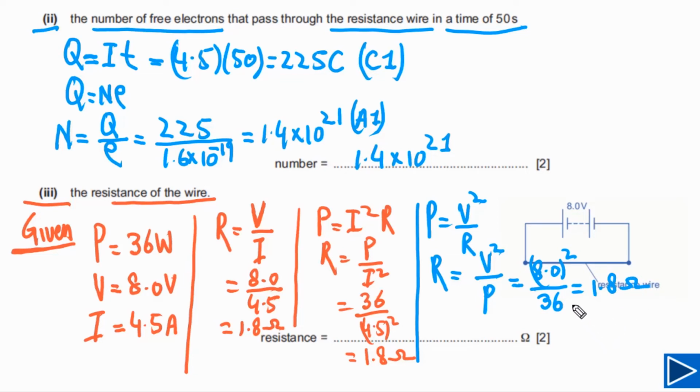So you can use any method. We have discussed 3 different methods. You can use any one of them to calculate the resistance of the wire. This question has 2 marks. You will get the first mark if you have used the right equation. And the second mark, meaning the 2 marks in total, you will get if you have got the right answer.